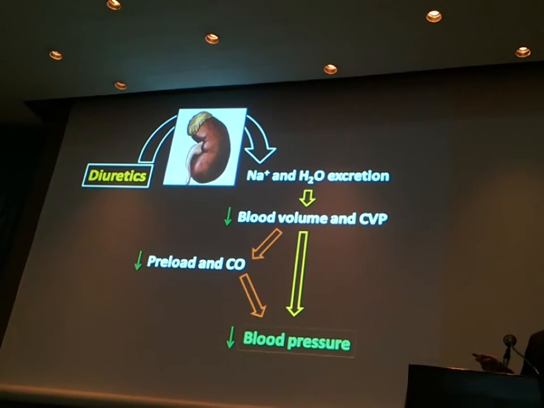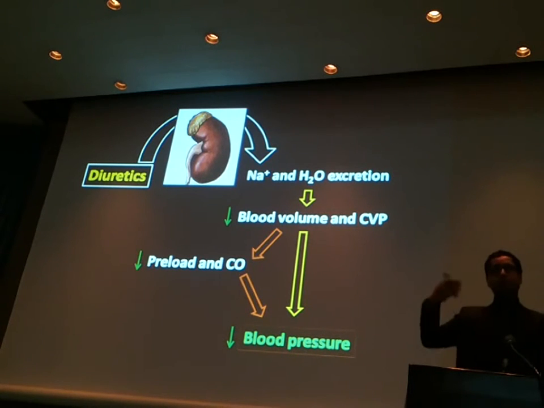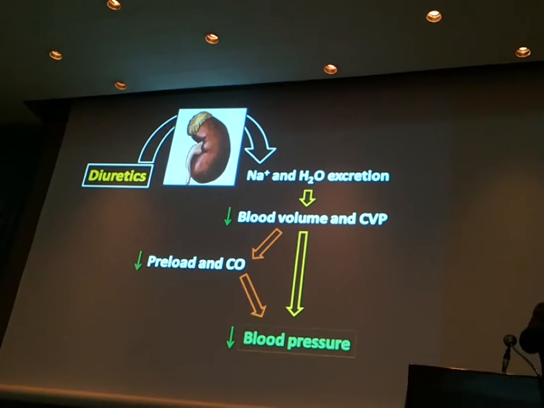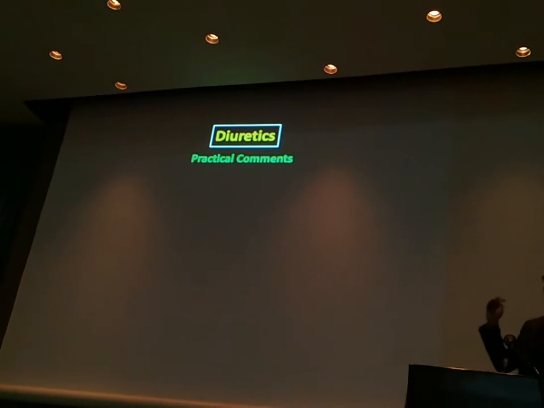So there's a cumulative effect, both in the acute and the chronic use, on both limbs of the equation. It's the central venous pressure and the cardiac output. Great. Now, some practical comments.